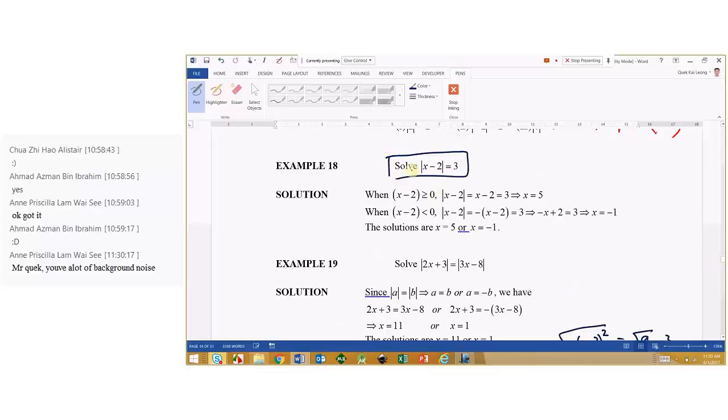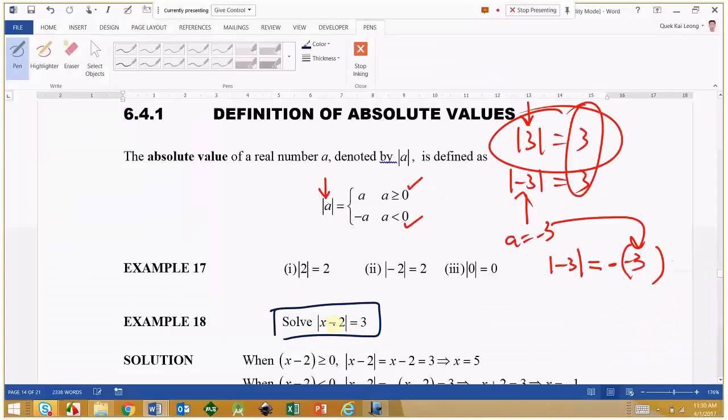Let me just say it out: absolute x minus 2 is equal to 3. If you want to solve this, you have to remove the absolute. If you need to remove the absolute, you have two cases here. Absolute a becomes a positive a if your a is greater than 0. Absolute a becomes a negative a if a is less than 0. So let's remove the absolute sign. The whole thing x minus 2 will be the a here.